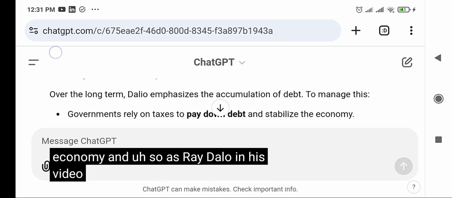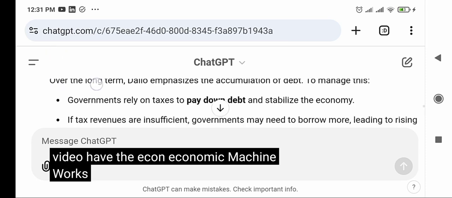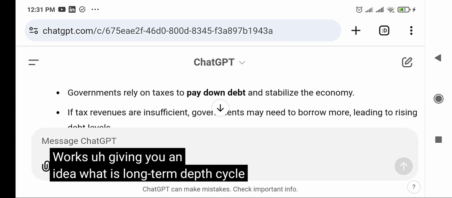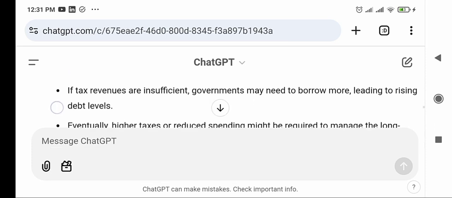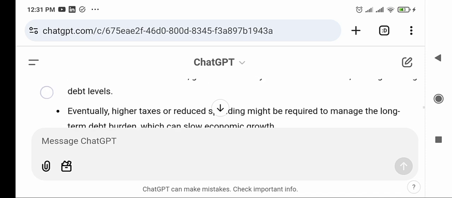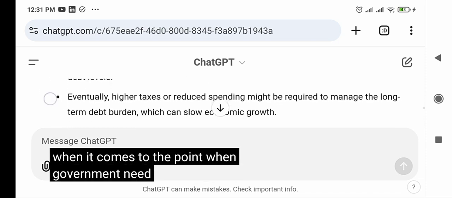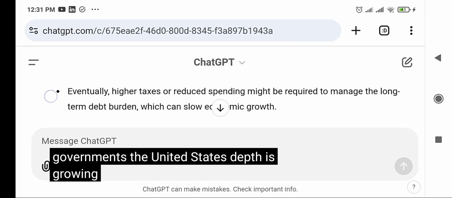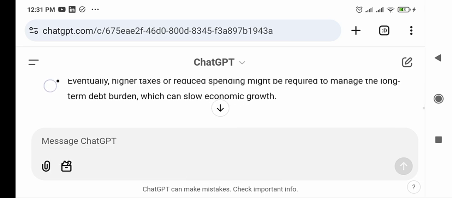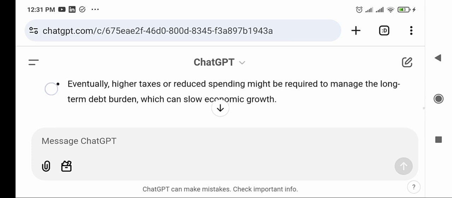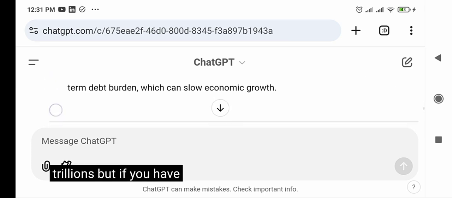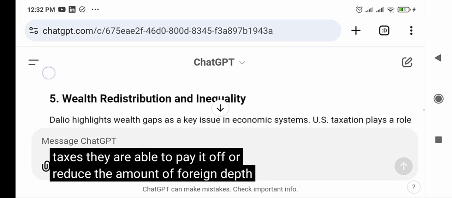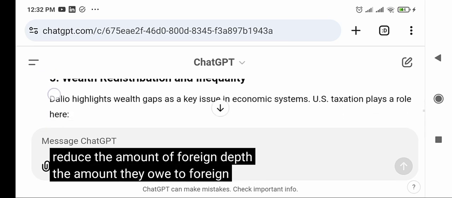And so, as Ray Dalio does in his video "How the Economic Machine Works," giving you an idea of what the long-term debt cycle is. It comes to the point when the government needs to borrow money from foreign governments, the United States debt is growing, and currently it's in the trillions. But if you have higher taxes, they are able to pay it off or reduce the amount of foreign debt, the amount they owe to foreign governments.